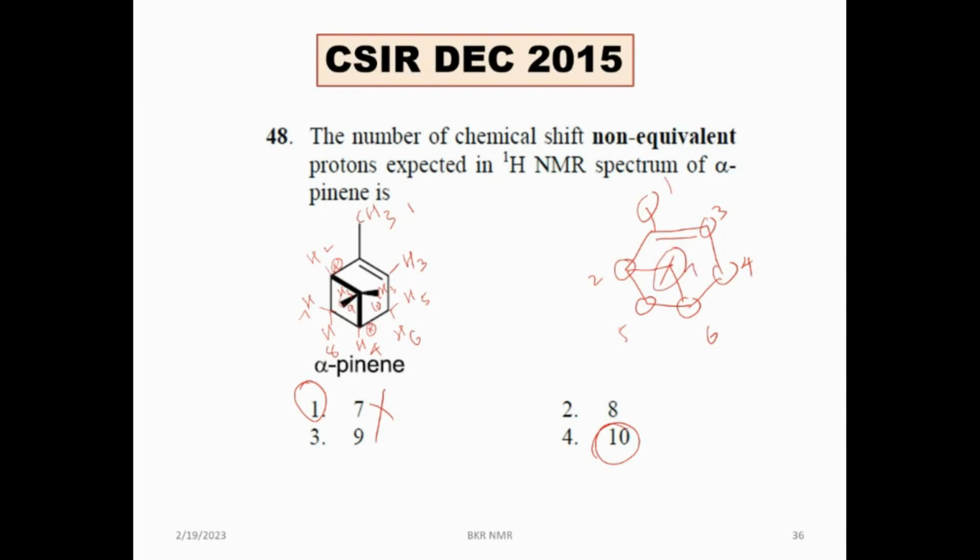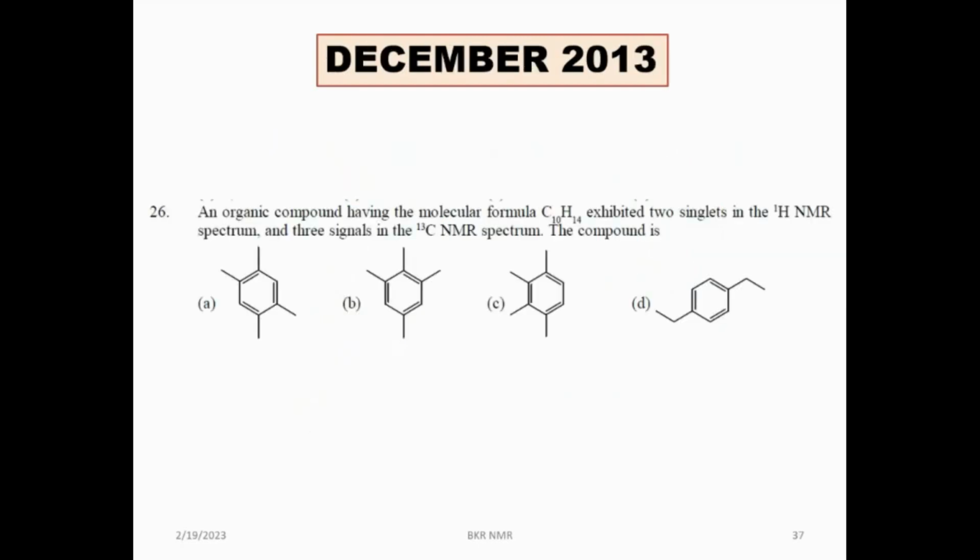So here the answer is 10, because we have something known as diastereotopic protons or diastereotopic methyl groups, since you have a chiral center. Is that okay? Now tell me, for this particular molecule, an organic compound having molecular formula C10H14 only exhibits 2 singlets in the proton NMR and 3 signals in the carbon NMR. Which is the compound?